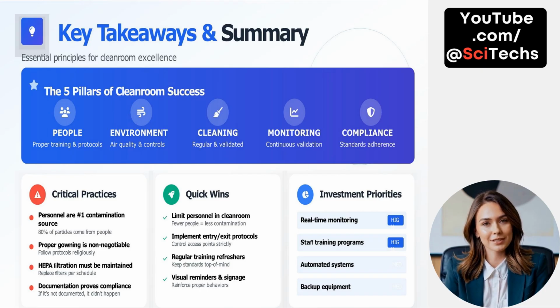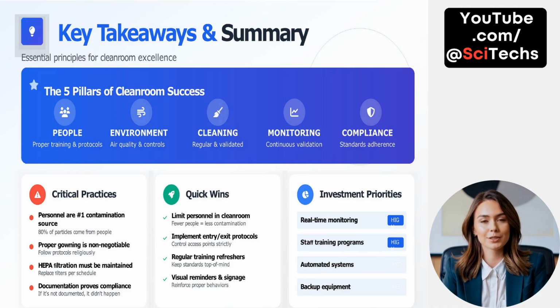Critical practices include recognizing that personnel are the leading source of contamination. 80% of particles originate from people. Proper gowning is essential, and HEPA filters must be maintained on schedule. Documentation must be complete. If it isn't recorded, it didn't happen.